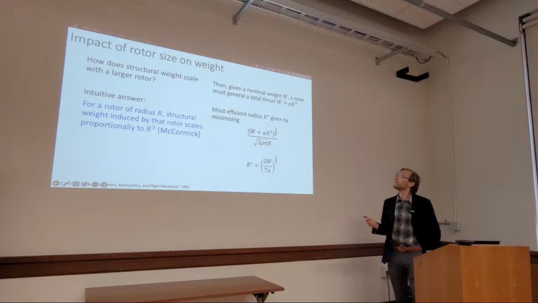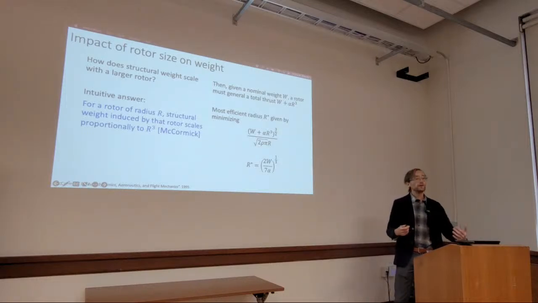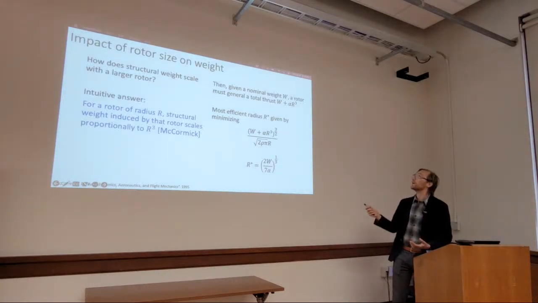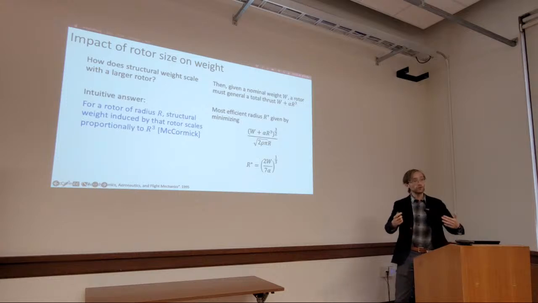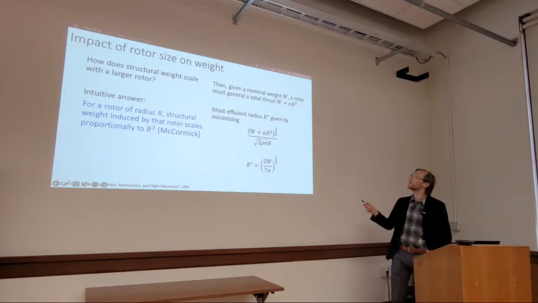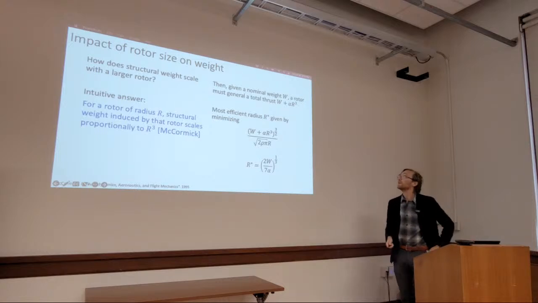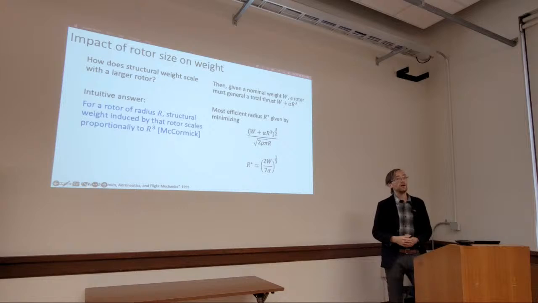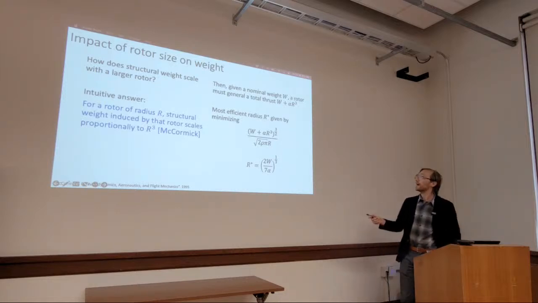And then it means that if we have a rotor and we want it to create a nominal thrust to hold the weight W, plus the structural weight incurred by the size of that rotor, that rotor must be able to create a thrust equal to W plus alpha r to the power of 3, alpha being just some scalar coefficient. And so we can find the optimal size for that rotor by looking at the total power consumption. This one comes from momentum theory that I just described. Okay?